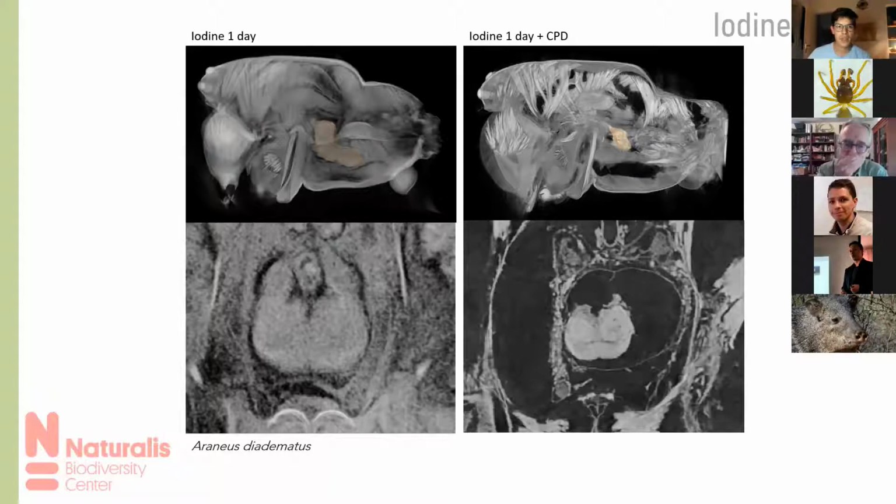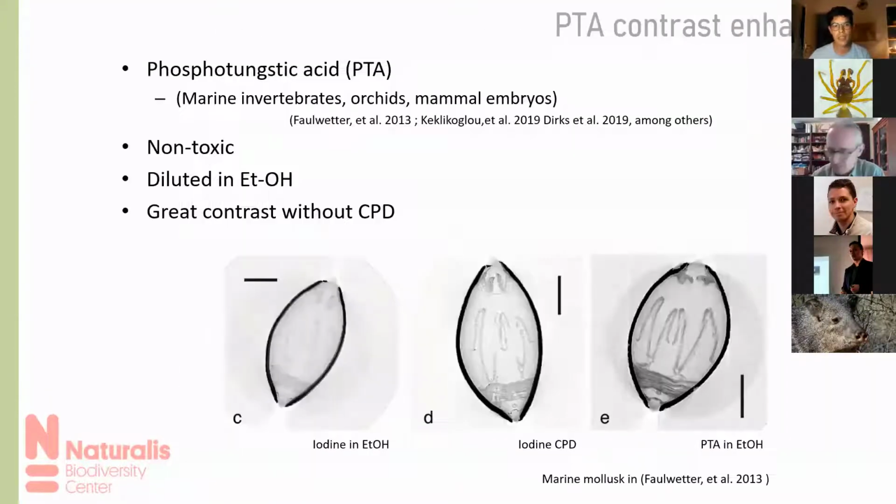And here we can see on the left side, the iodine staining with the specimen in ethanol, and on the right side, the specimen after it was critical point dried. And you can see that indeed there's a much clearer image, but there's a high reduction and deformation in some tissues like the muscles and the central nervous system, digestive system, among many others.